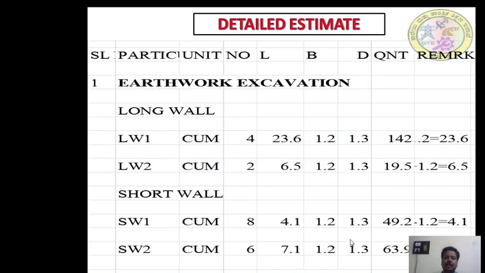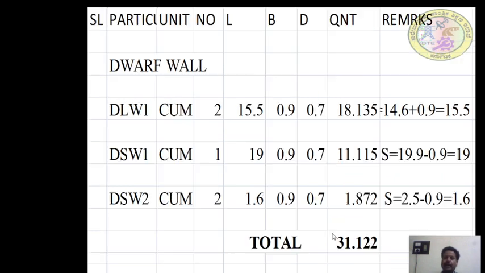Calculating these quantities, the first one is 142.2, then 19.5, next 49.2, next 63.2. So the total quantity of earthwork excavation for the 30 centimeter wall is 274 cubic meter.